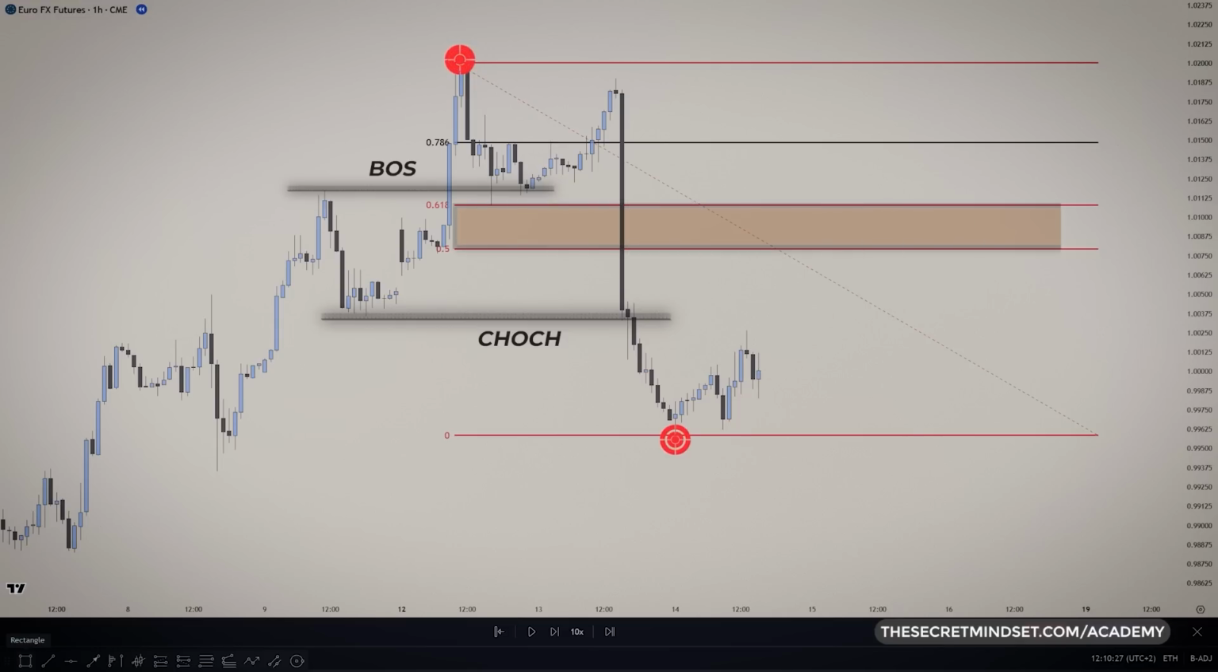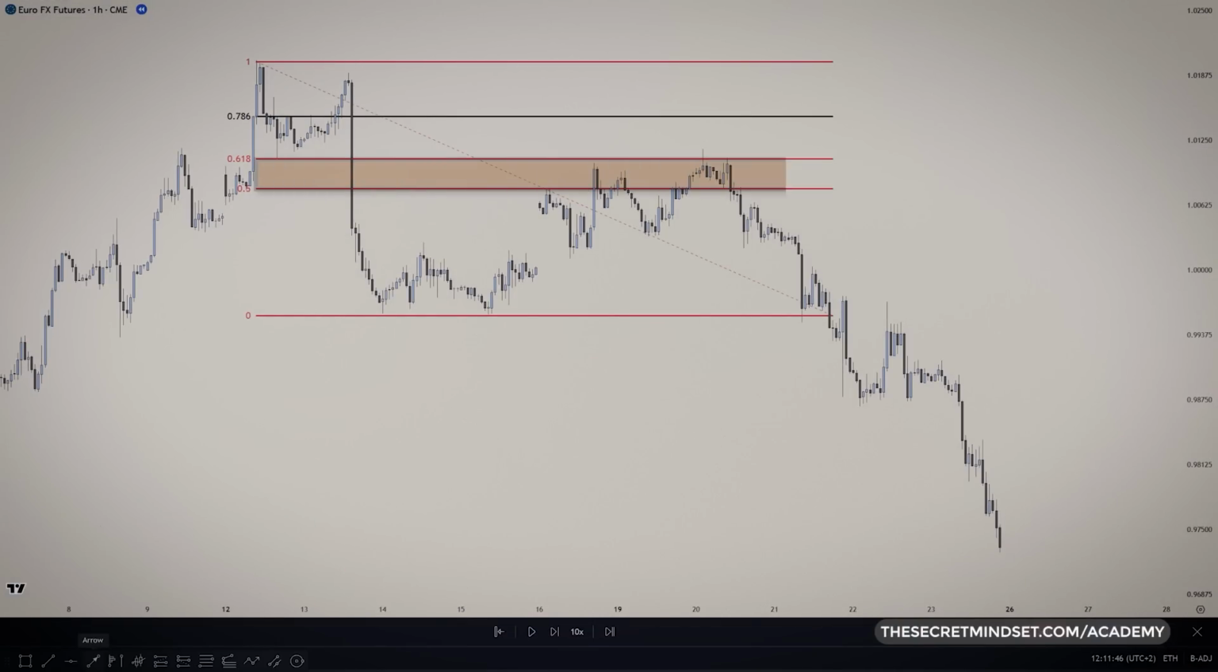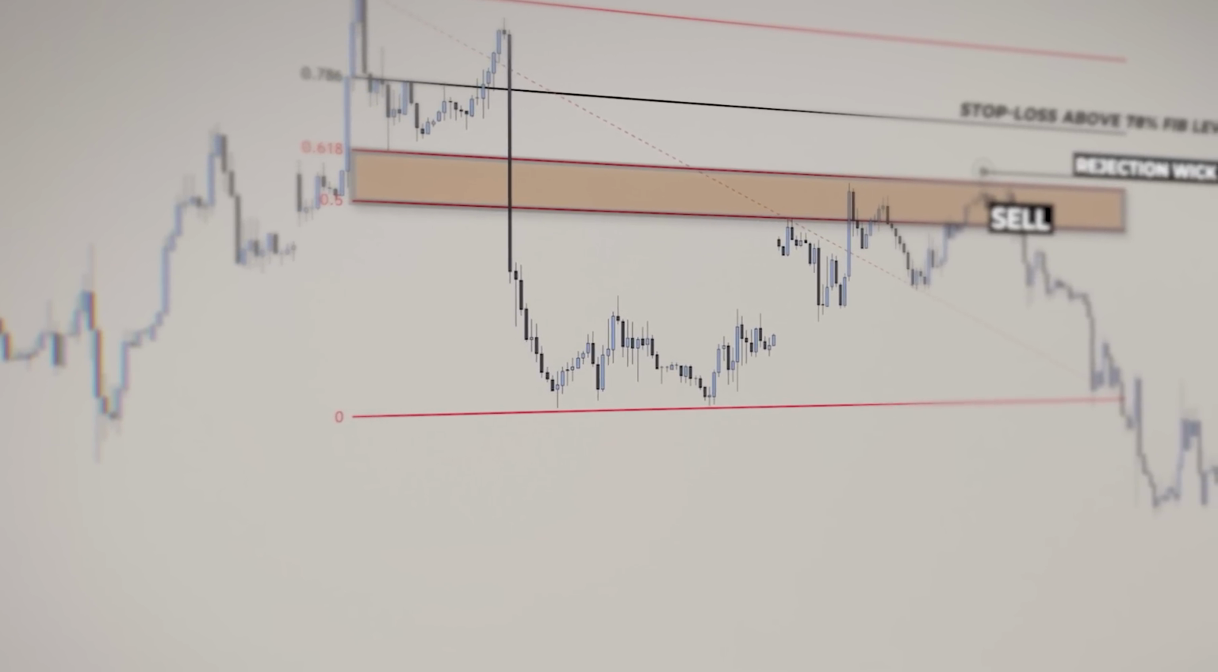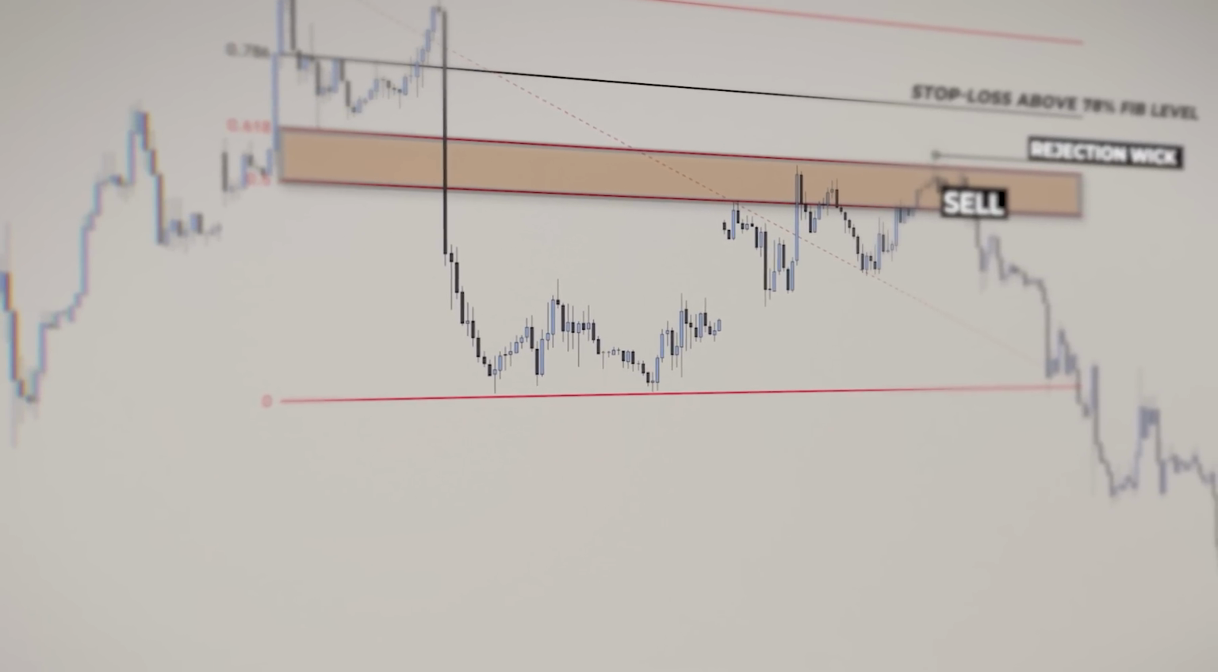This shows us the pullback zone. We want price to pull back right into that Fibonacci area, which it did, printing a long wick before closing back down. This long wick into the zone shows rejection by sellers. We have a high probability sell setup with a stop above the 78% Fibonacci level and targeting double the amount we risked.